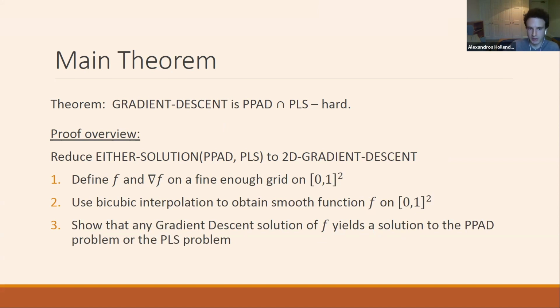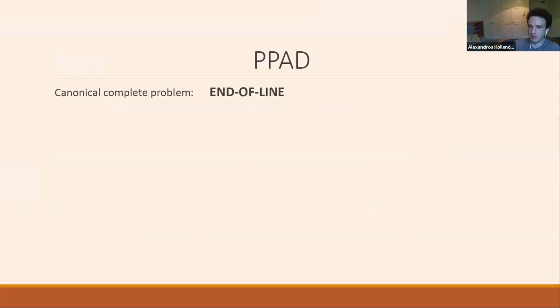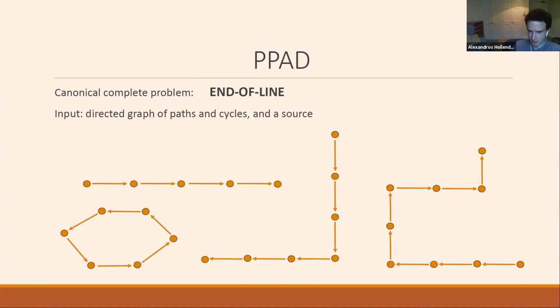And in order to do that, I will start by defining PPAD. So what is PPAD? The class PPAD is defined by using a canonical complete problem, which is called End of Line. In other words, the class is defined as all TFNP problems that reduce in polynomial time to this canonical complete problem. So what is this End of Line problem? In the End of Line problem, you're given in the input a directed graph of paths and cycles. So in other words, every vertex has out degree at most 1 and in degree at most 1, and you're given a source. So let's take a look at it. This is a graph where every vertex has out degree at most 1 and in degree at most 1. As a result, there are only paths and cycles. And so you're given a graph like this, and you're also given one specific source of the graph, which I've put as a blue square over here.